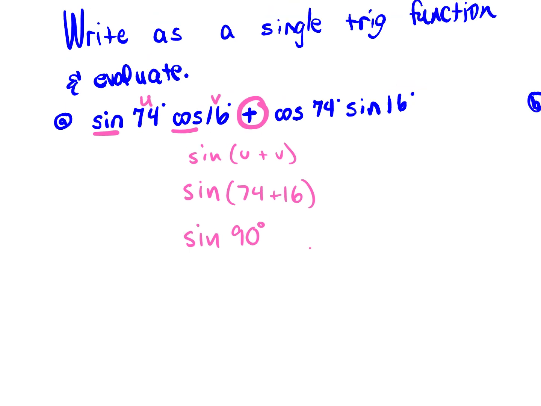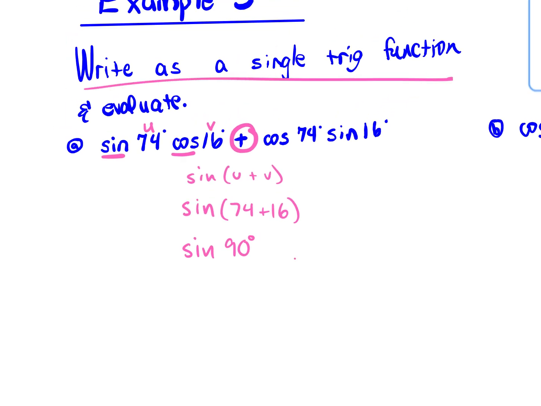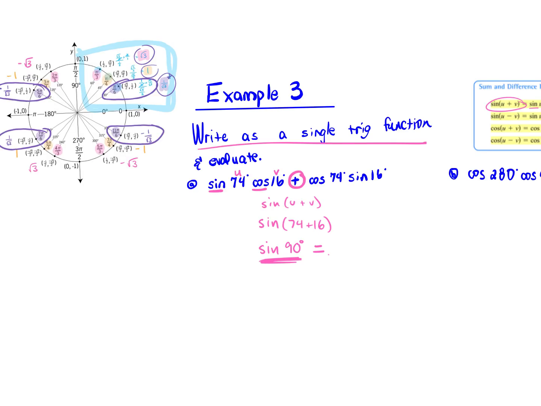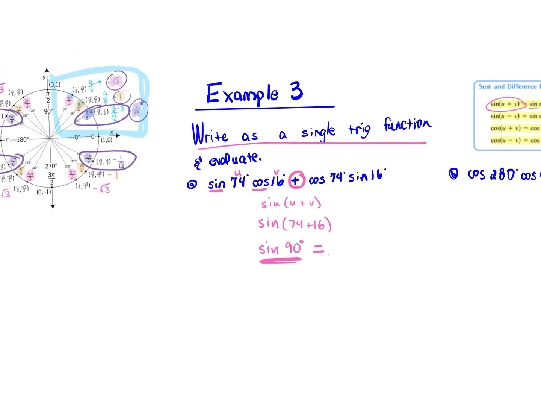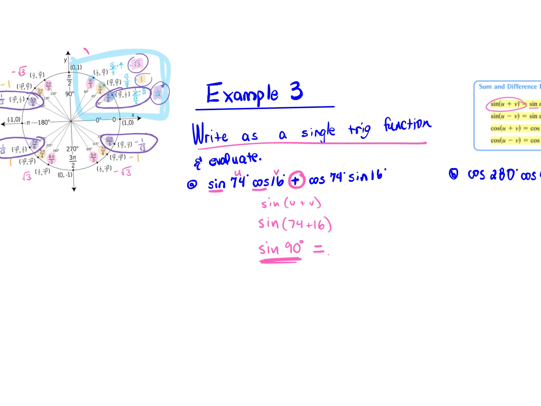So this is the first part of the question, write as a single trig function. Second part is we have to evaluate. So let's go to our unit circle and see what the sine of 90 degrees is. Sine tells us we look at what? The y. What's our y value at 90 degrees? 1. Awesome. So sine of 90 would be 1. So that would be our answer.